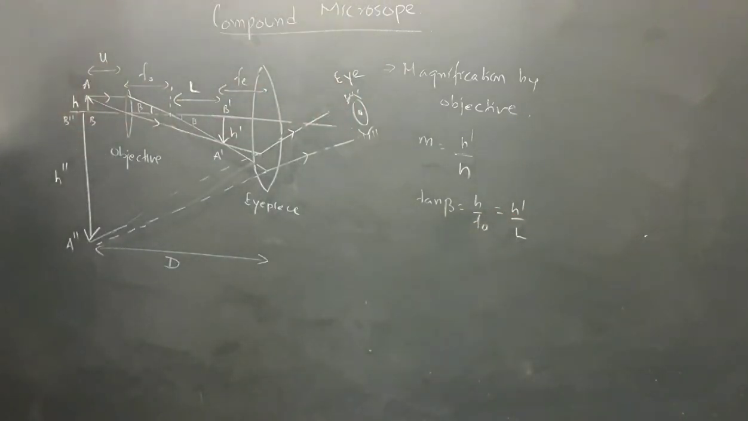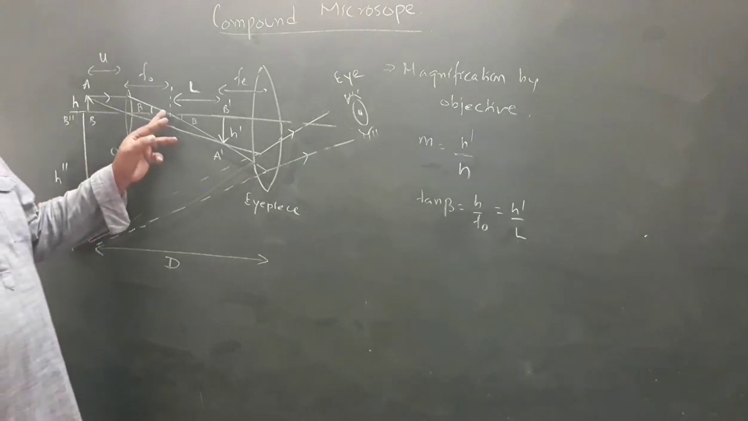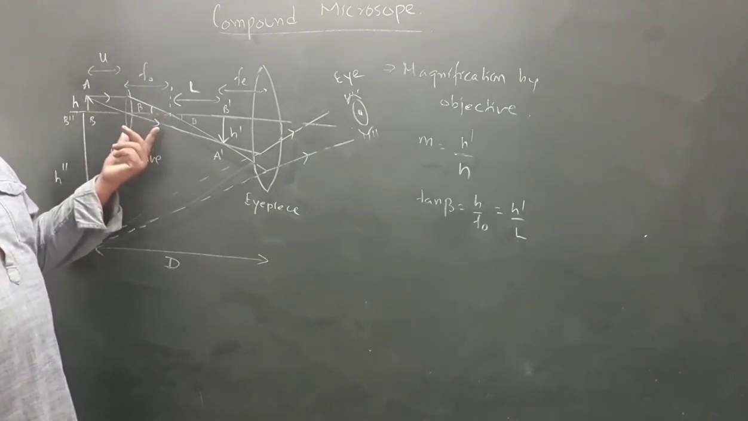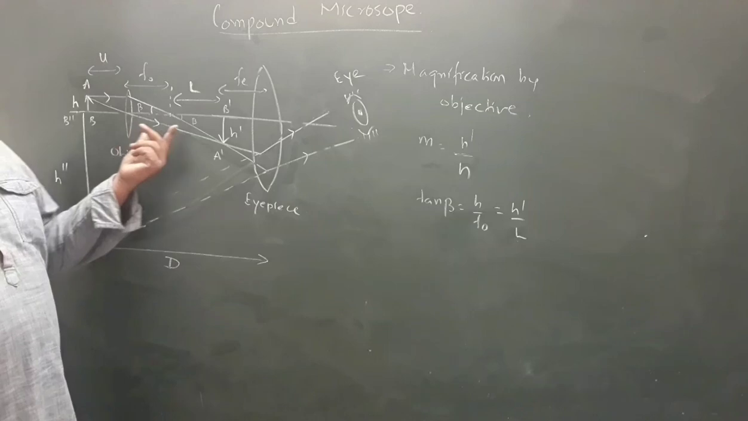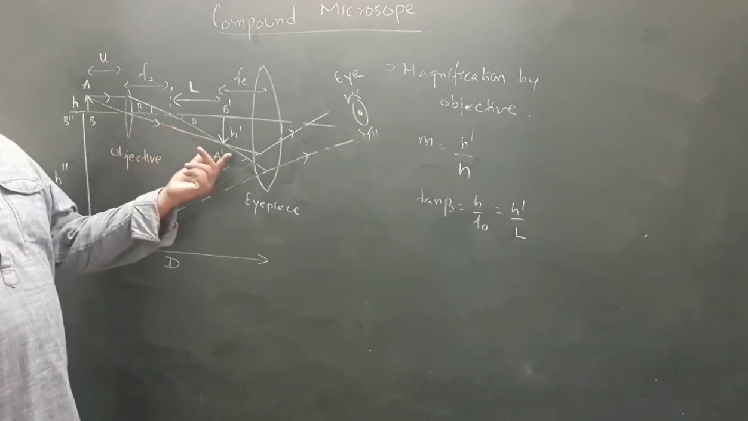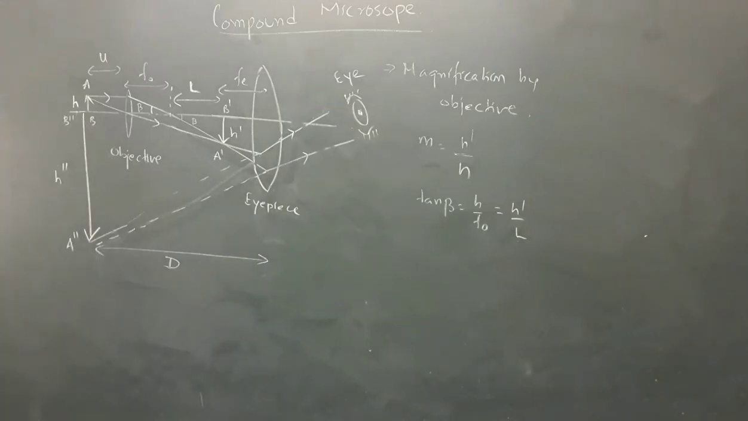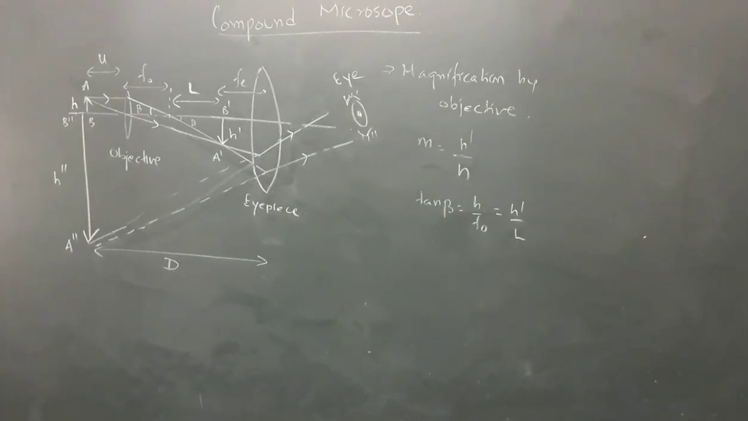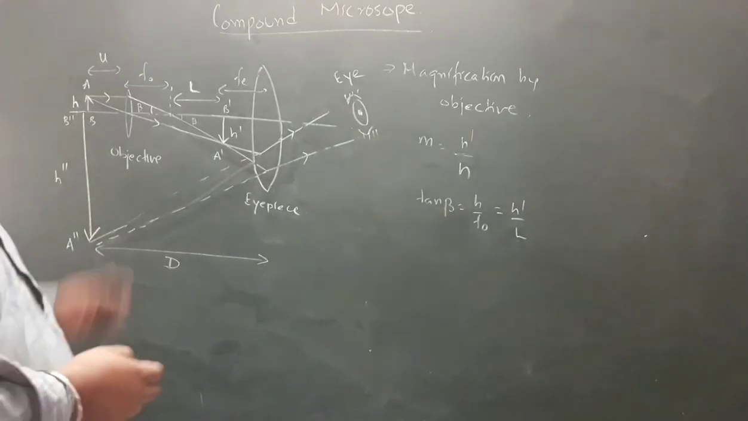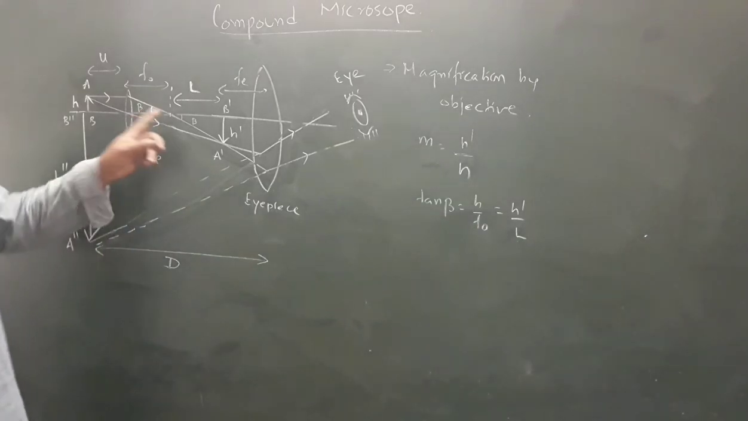Now what is this L? See, L is the distance between the first principal focus of the objective and the second principal focus of the objective. So now see, what is this L?